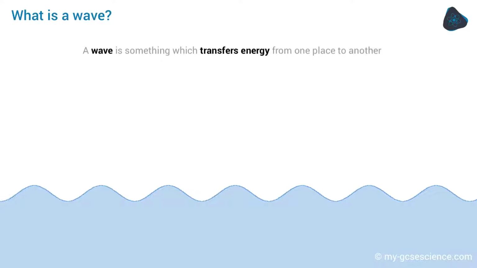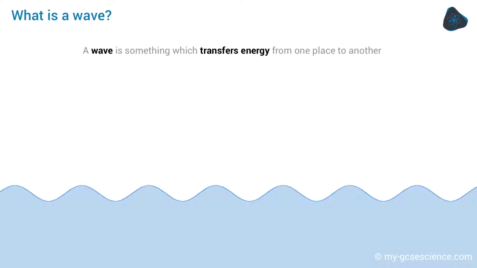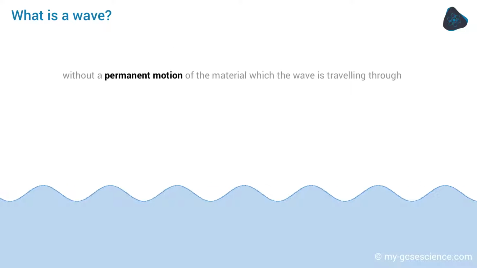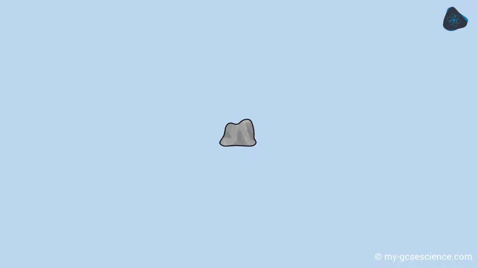A wave is something which transfers energy from one place to another without a permanent motion of the material which the wave is travelling through. If you throw a stone into a pond, the ripples will spread outwards from the point where it strikes the water. The water itself isn't being moved from one place to another. If it was, it would bunch up at the sides of the pond.